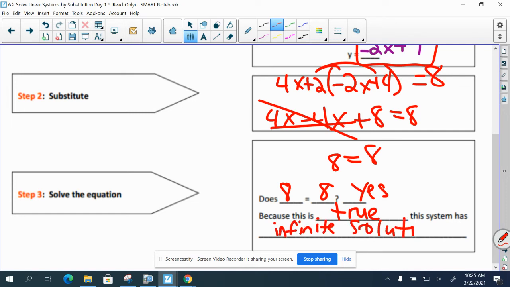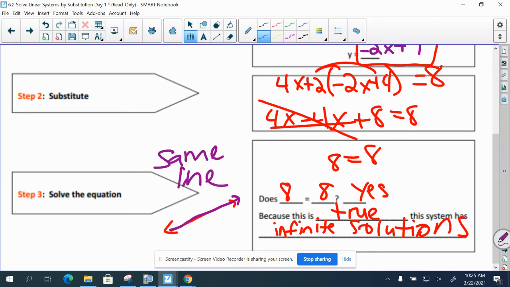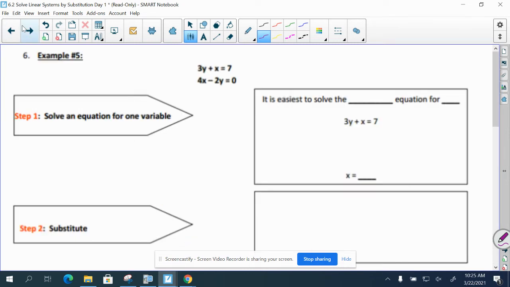So what would the lines look like on a graph if it had infinite solutions? They would actually be like the same exact line. So you'd have a line and then the same line. So the same slope, same y-intercept, same line. They could appear different at first because they could be equivalent equations, but after simplifying, you'll get that they're the same.